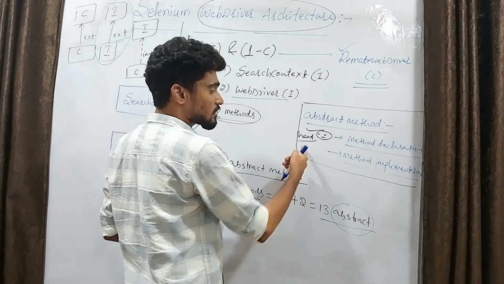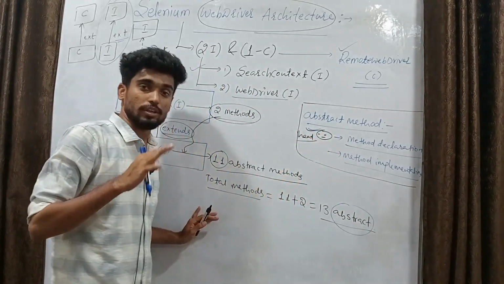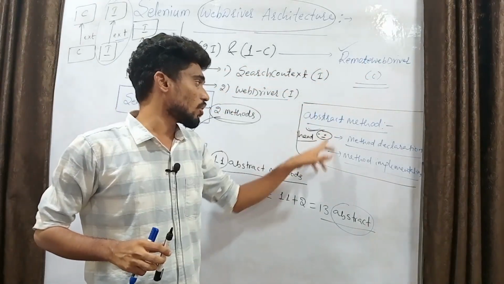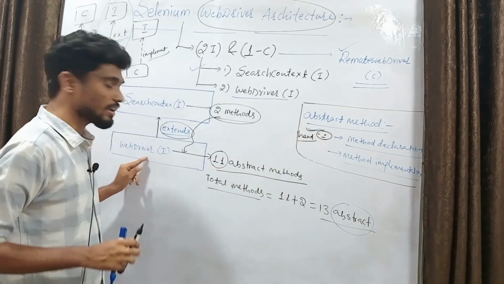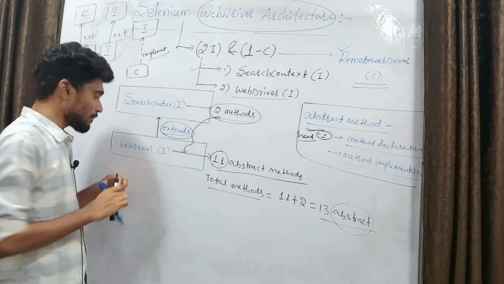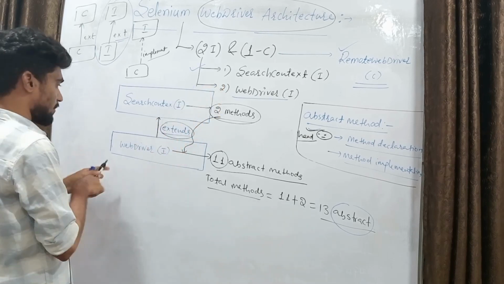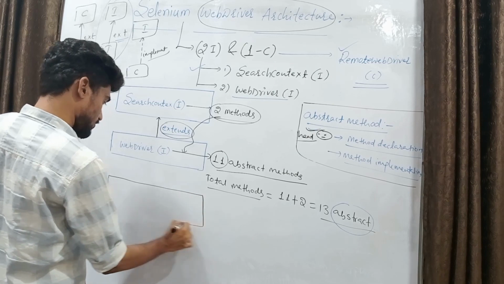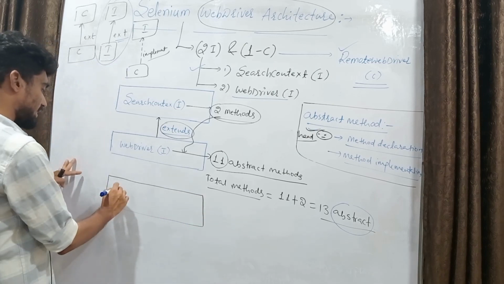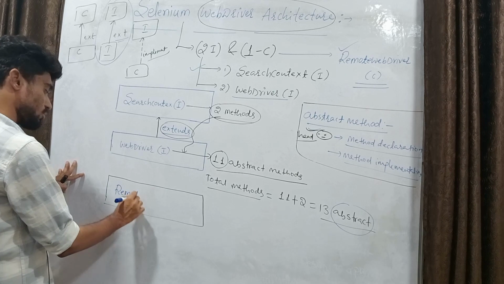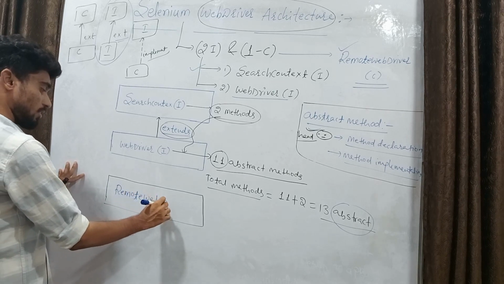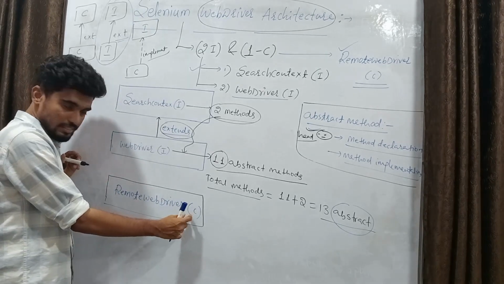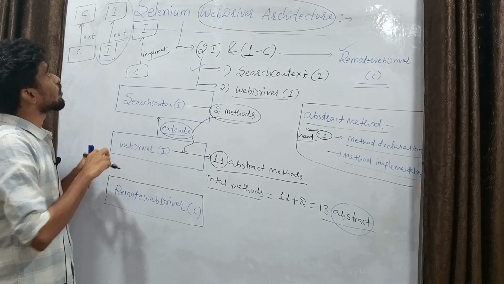Abstract methods mean the method is having only head, no body. So who is providing the body here? The RemoteWebDriver class will provide the body for all the abstract methods present in the WebDriver interface. Now I will draw this RemoteWebDriver class. What is the class name? RemoteWebDriver. Since it is a class, can I write C here? Yes.